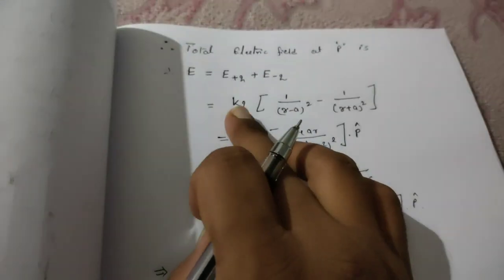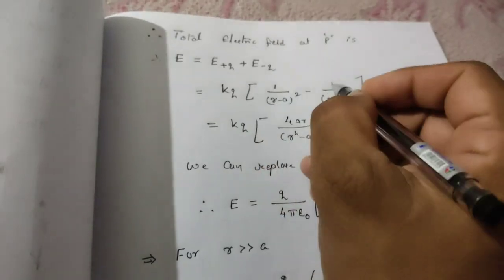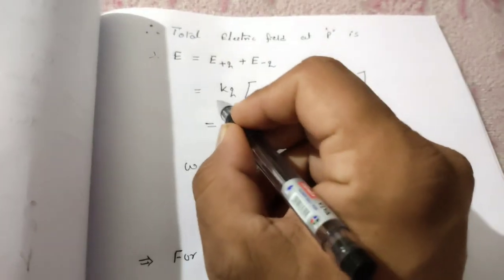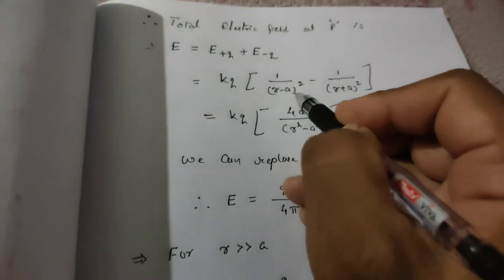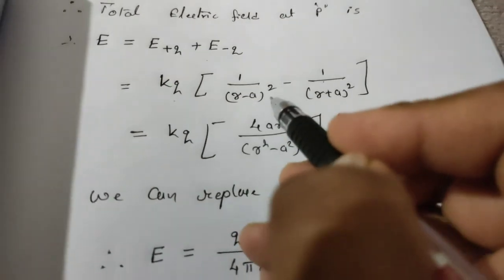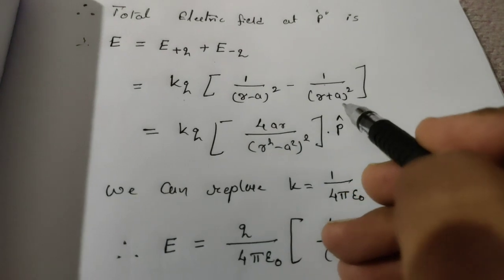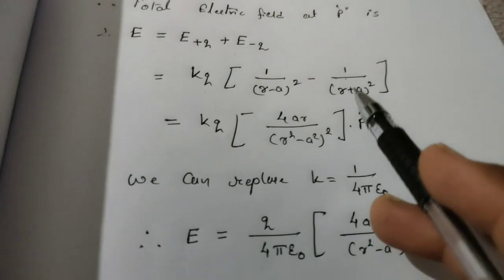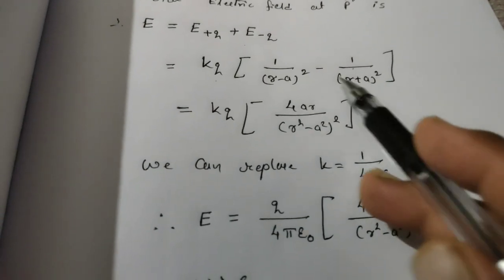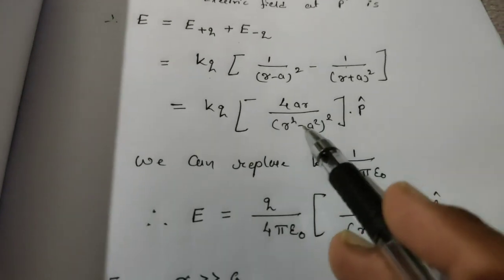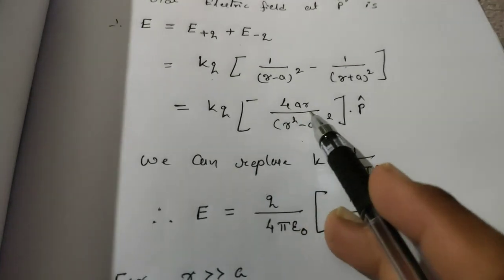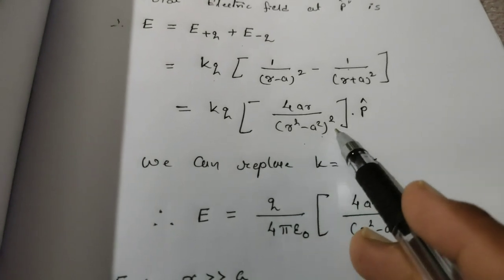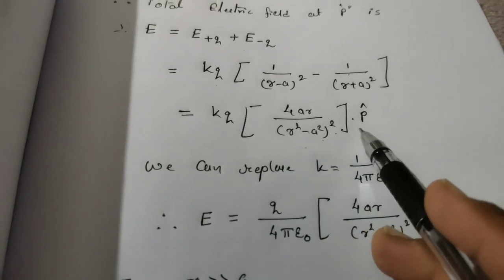Then go for this equation. Now see, over here we have kq, over here we have kq. The kq will be common, into 1 upon r minus a whole square minus 1 upon r plus a whole square. Now another homework is you have to simplify these steps on your own and then find this answer. Okay, the final answer we have is 4ar upon r square minus a square into whole square into p cap.